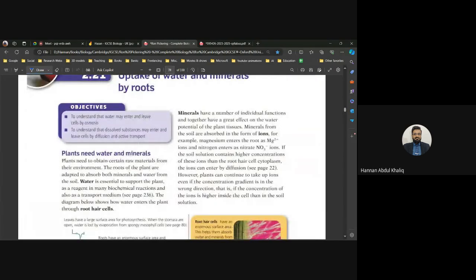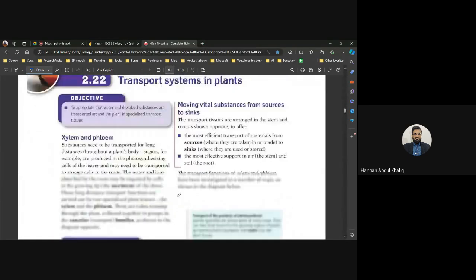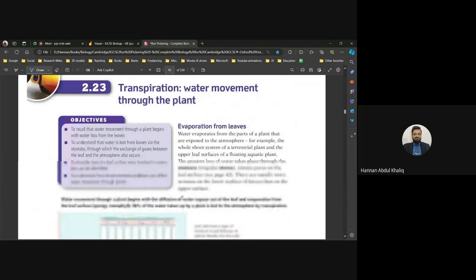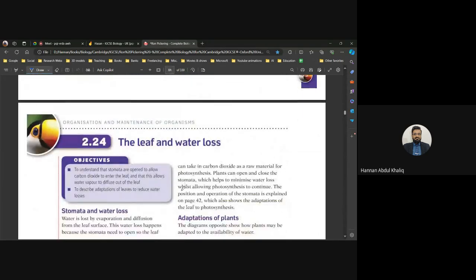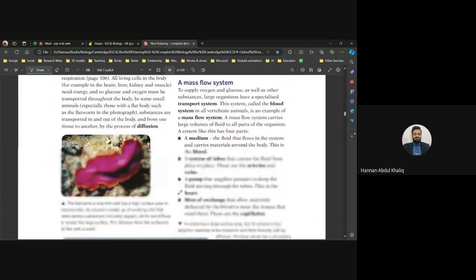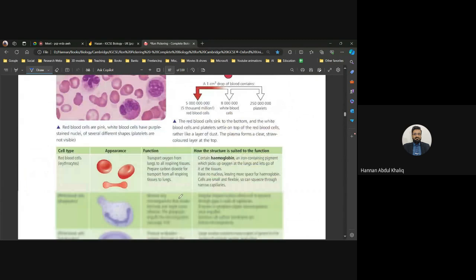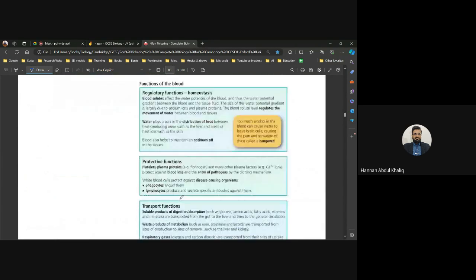Okay. So we are done with transport in plants completely. Then we need to jump to nutrition and transport in animals. Both of the chapters are quite large. Then after that, one more large chapter, actually two more.